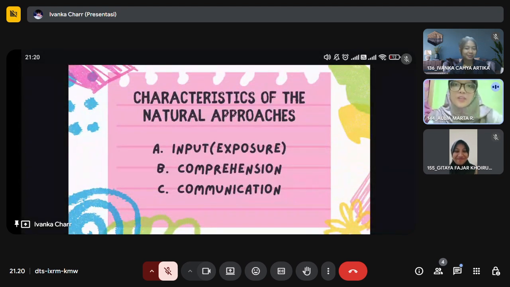The last point is communication. Here, the focus is on real communication, not grammar lessons. Learners are exposed to meaningful interaction so they can naturally build their own sentences over time.